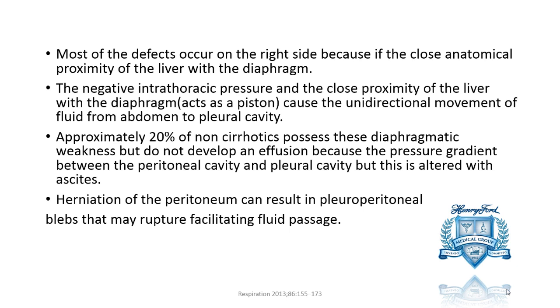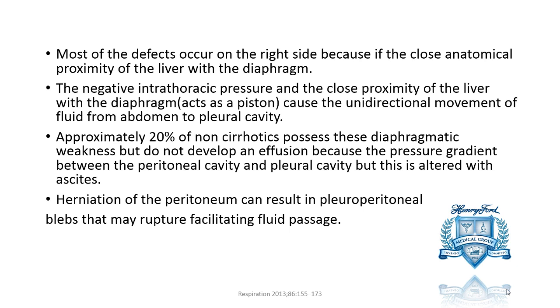that there was evidence in the left pleural space. So most of the defects do occur. Most of the effusion is on the right side because of the close proximity of the liver and the diaphragm, and the fact that there is negative intrathoracic pressure. Think of it as a piston where fluid just gets sucked in. But this doesn't happen in all cirrhotics, so it is a very rare complication. 20% of non-cirrhotic patients, the general population, do possess this weakness. However, the effusion doesn't occur because the pressure in the thorax is higher than in the abdomen. However, when you have a patient with ascites, you can have fluid shifting into the pleural cavity.